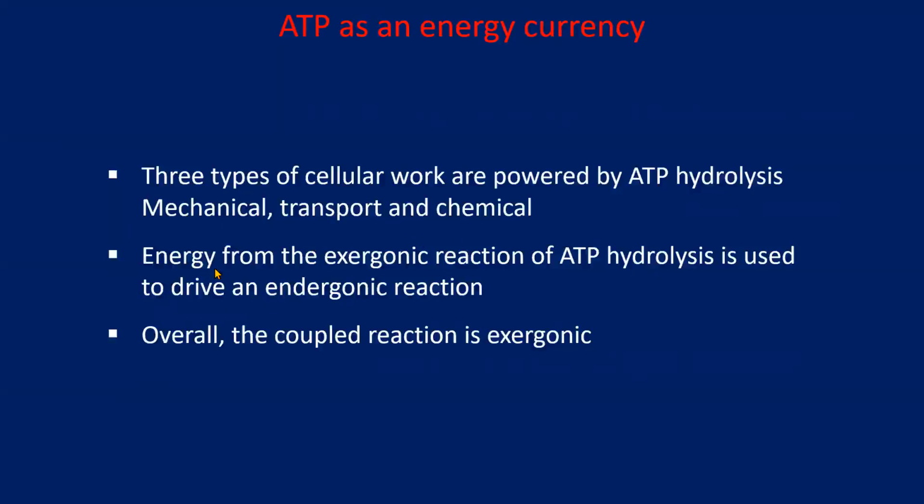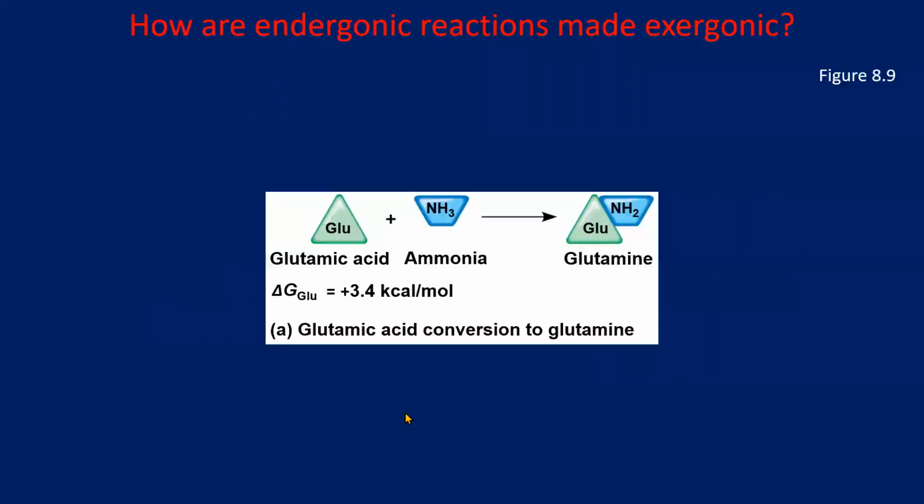Energy from the exergonic reaction of ATP hydrolysis is used to drive the endergonic reaction. Overall, these two processes are coupled reactions, and the output of the coupled reaction is exergonic. So the question is how these endergonic reactions are made exergonic. Let's take a very simple example.